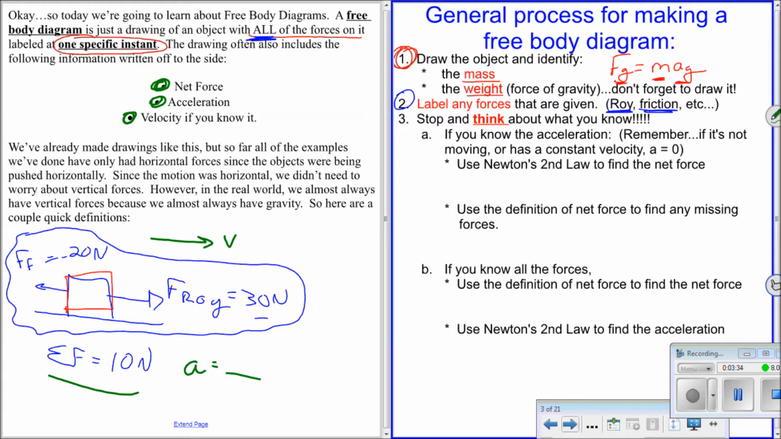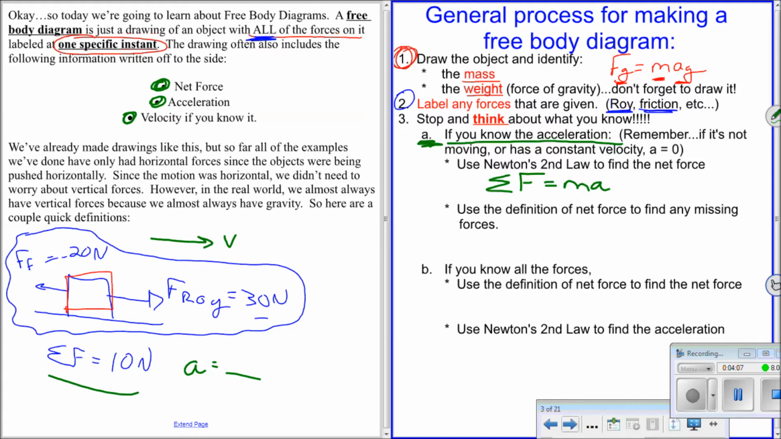What it boils down to is there are basically just 2 different types of problems. The type of problem you're going to encounter the most is problems where you don't know all of the forces, but you do know the acceleration. When that happens, you're going to say, oh, cool, I know the acceleration, so I can use Newton's second law to find the net force. You're going to use this, net force equals mass times acceleration, to find your net force.